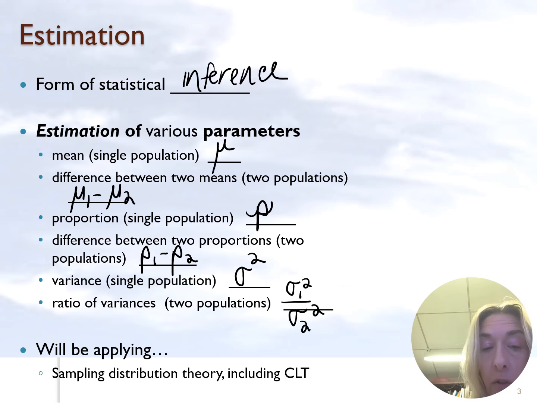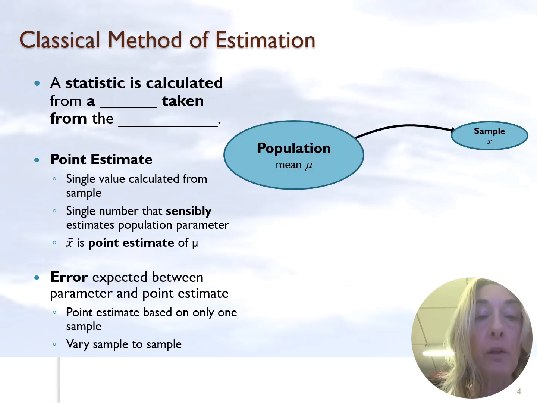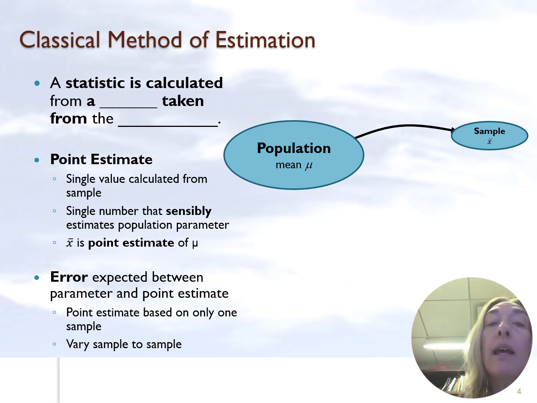In doing this estimation, we'll be applying elements from the sampling distribution theory that we have been discussing in the prior videos, including the central limit theorem, which will play a key role. So this course definitely does build upon itself. Let's first discuss what's known as the classical method of estimation.